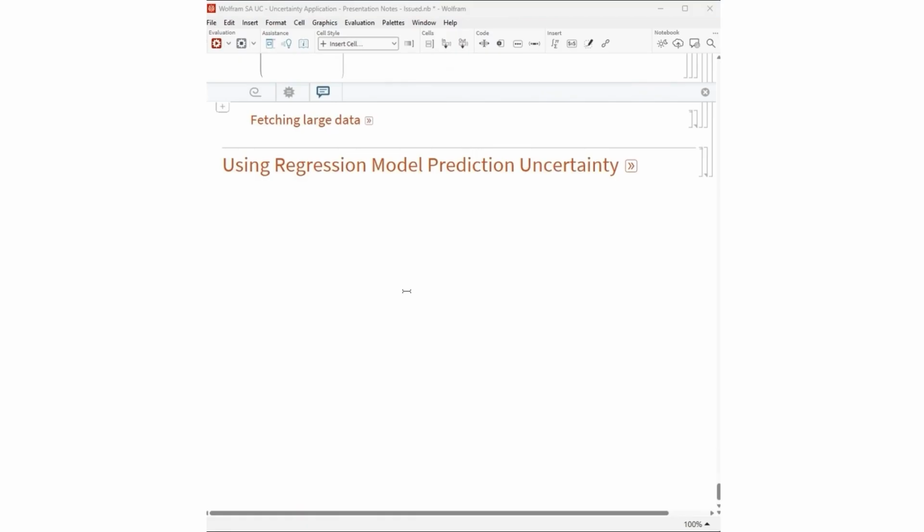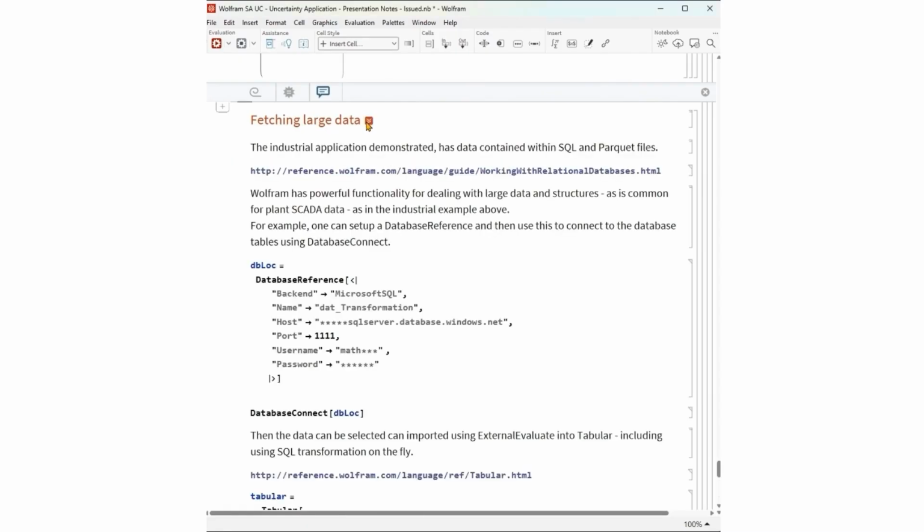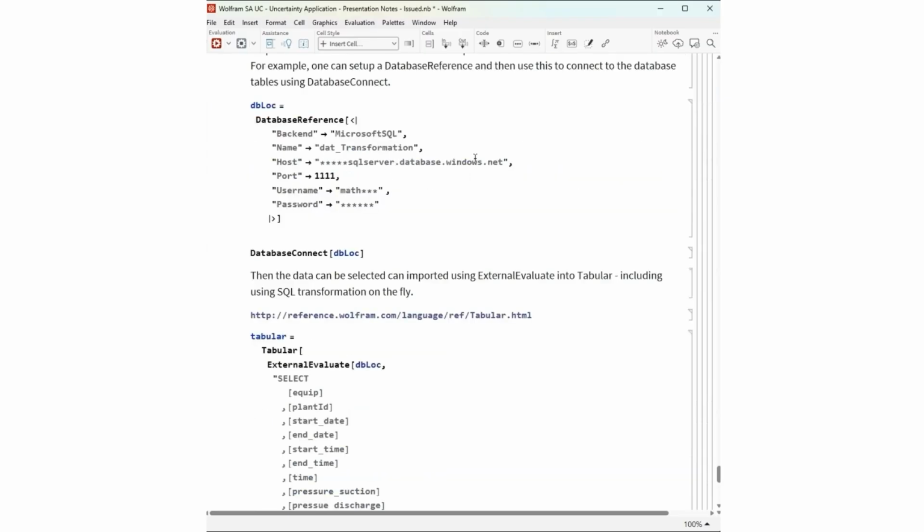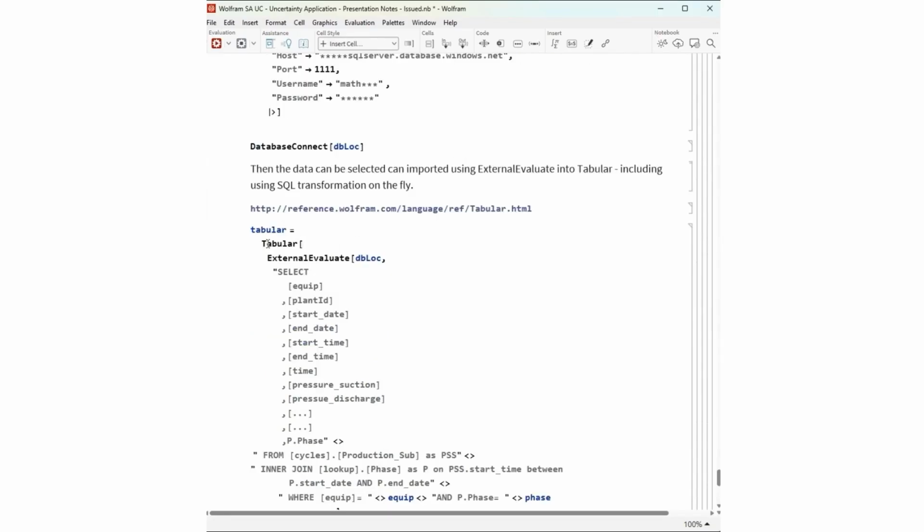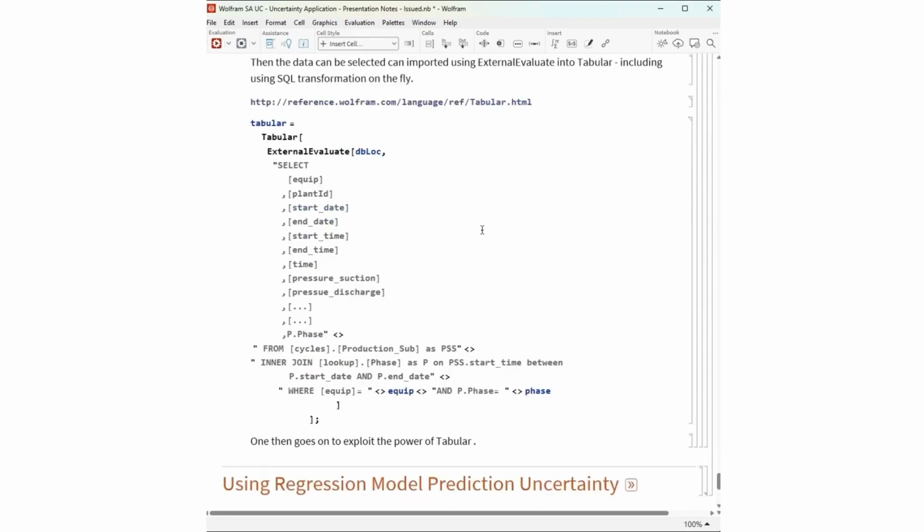Also in this project, the data is set up in a SQL database. There's a lot of data, millions of rows. And in Wolfram, you can set up the database referencing with all your credentials. You can connect to the database, fetch the data and inject that straight into a tabular object, showing you, for example. This makes it very convenient to exploit all the power of tabular. And even though tabular has powerful transformation methods, you can do all kinds of SQL transformations on the fly, for example, an inner join shown here.